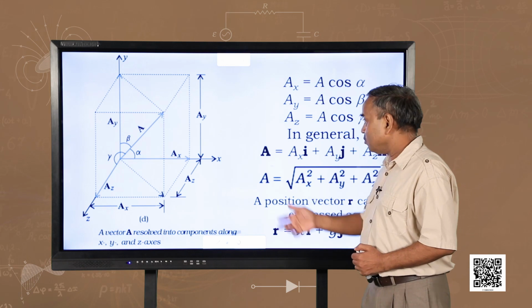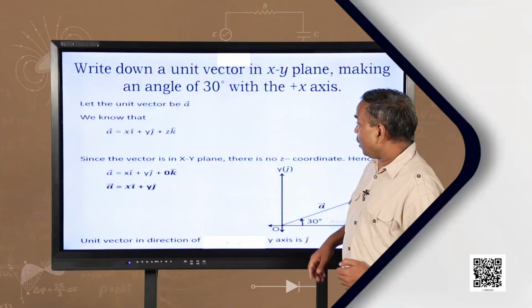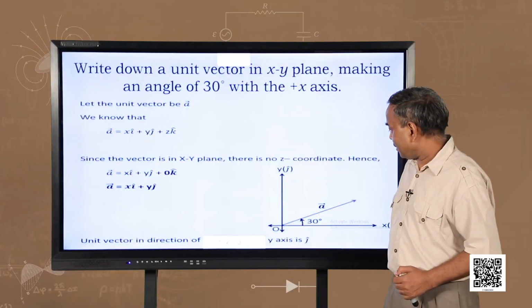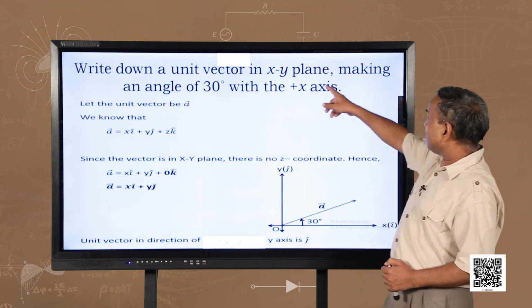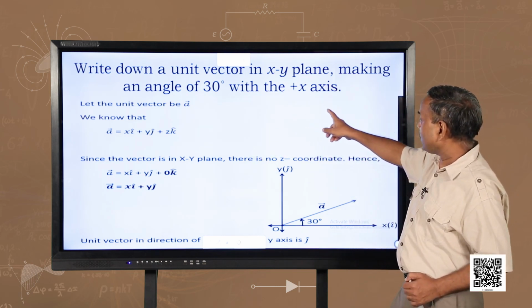So, this is how you can resolve the vectors. Now, let us do an exercise. Write down a unit vector in x y plane making an angle of 30 degree with the plus x axis.